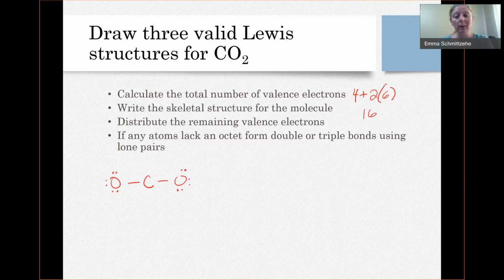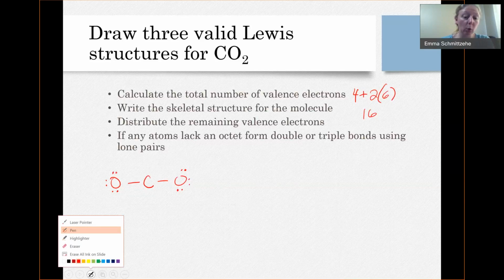So all you can do is move around the electrons that you have. What we can do is take from one of these oxygens to fulfill the octet of the carbon that only has 4. But there's a couple of ways we can do this.